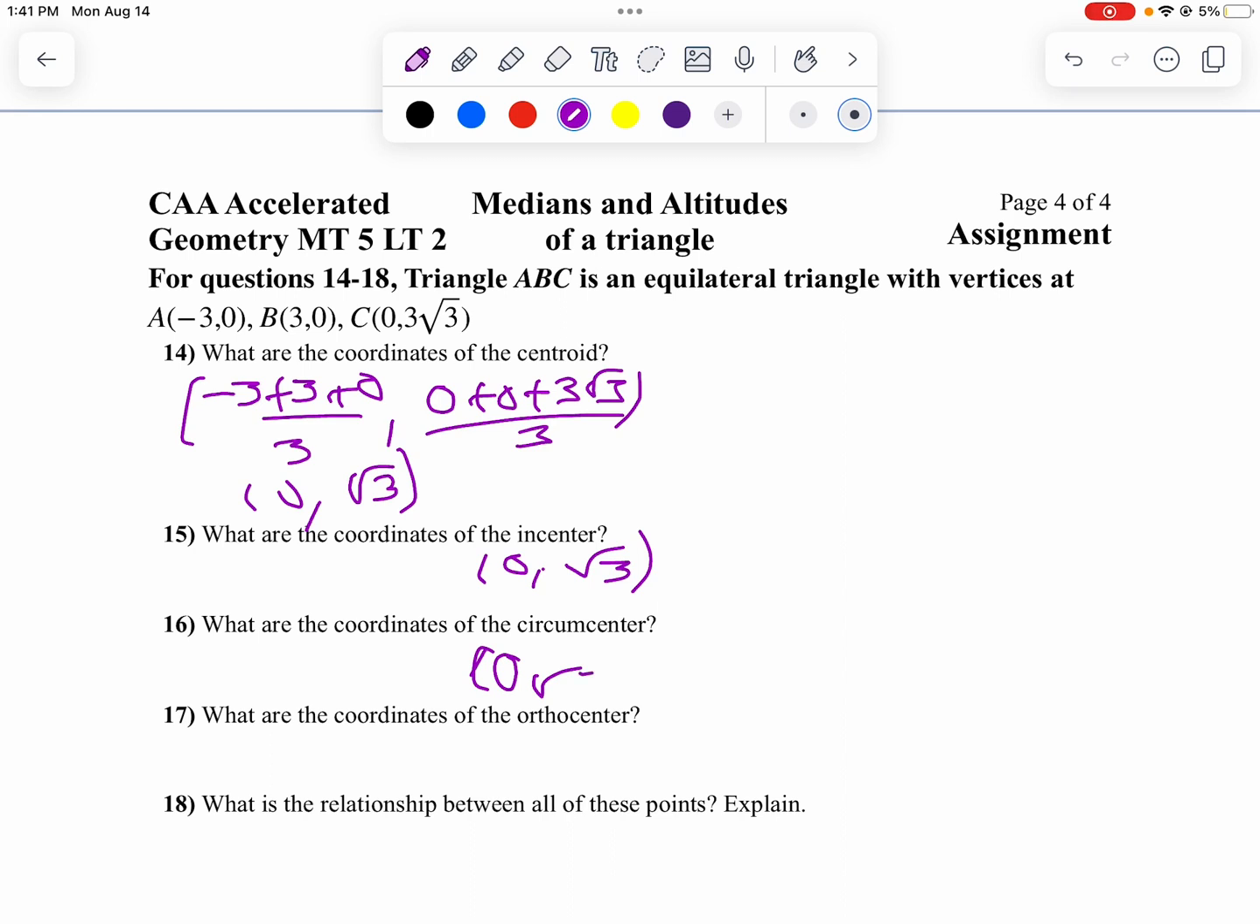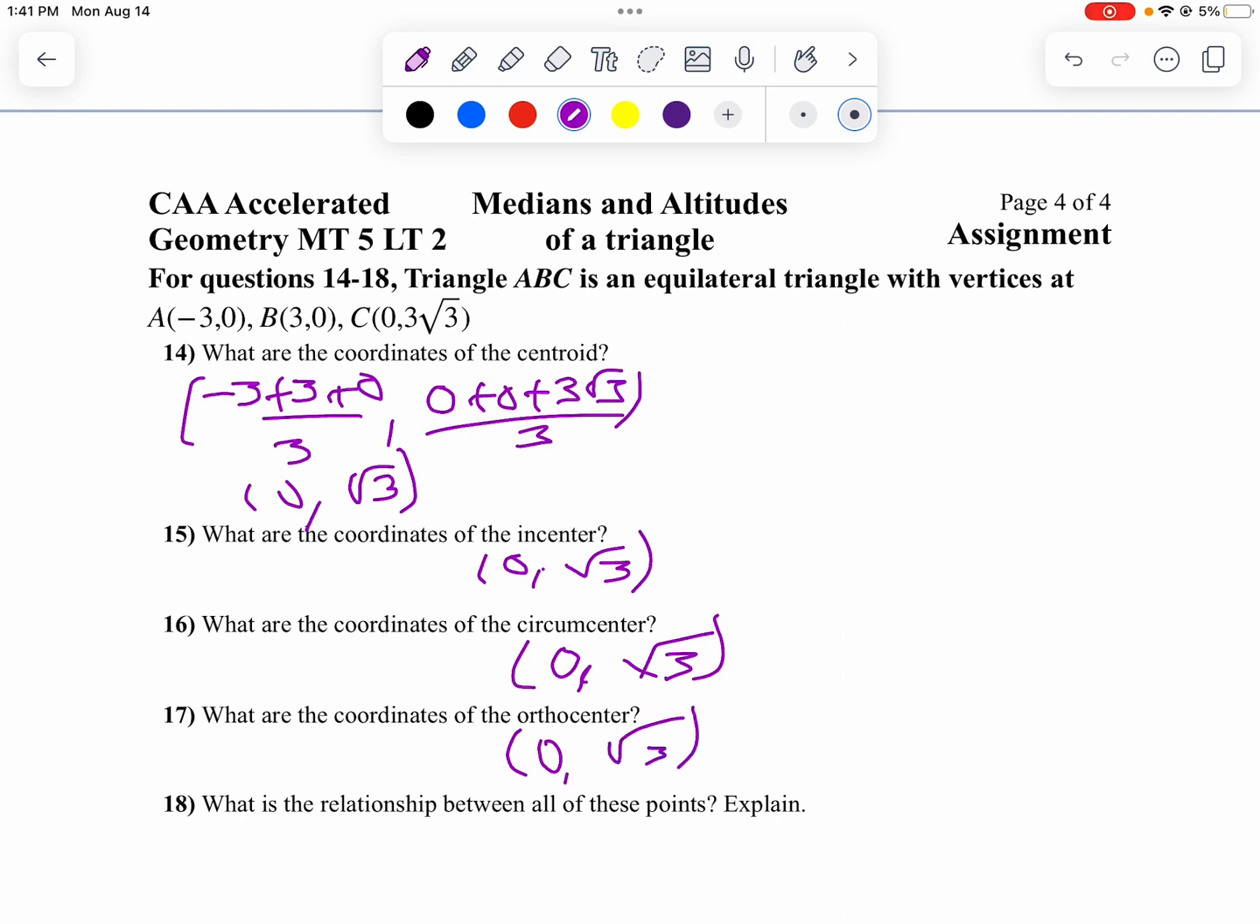Since it's an isosceles triangle, and this is not cooperating again, so let me, there we go. So 0 and the square root of 3. Okay. And then the orthocenter, well, since the perpendicular bisectors go through the vertex, it's going to be the same.